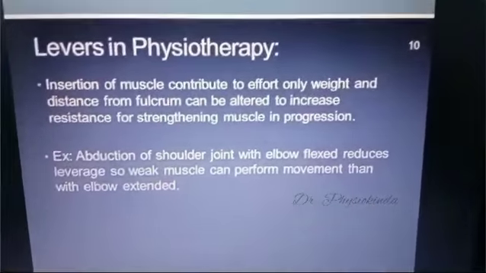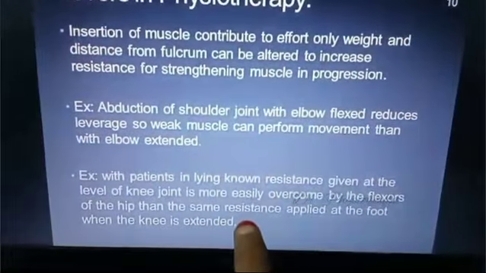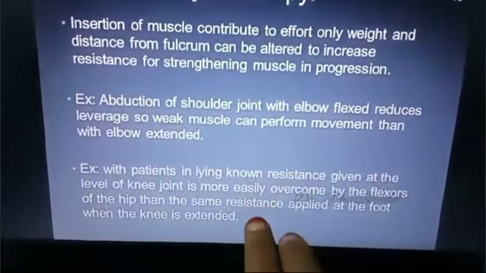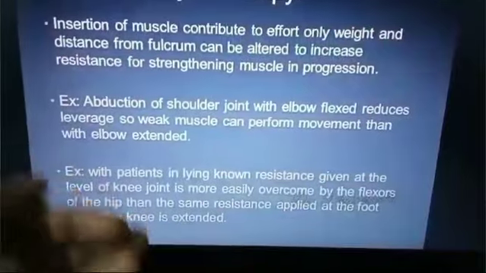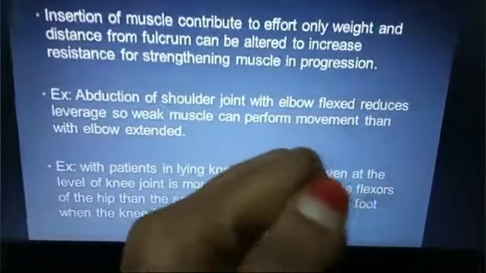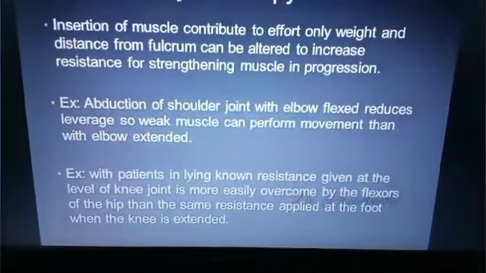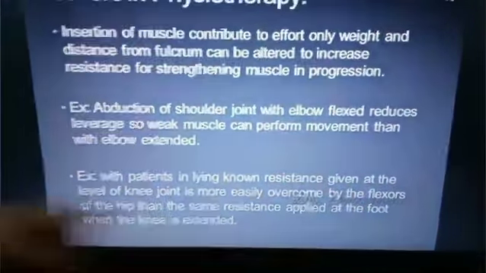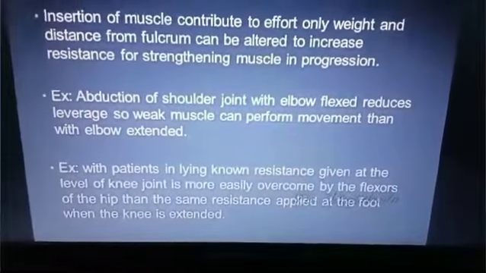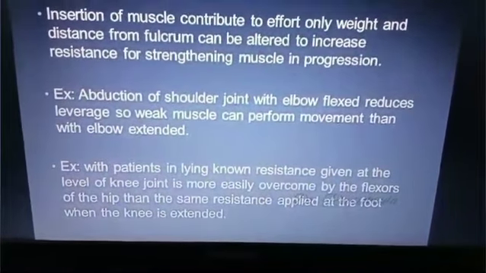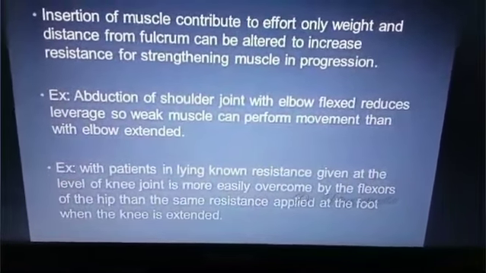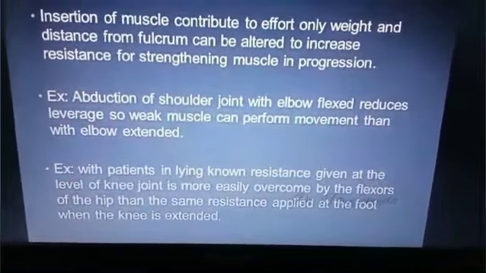Similarly, with the patient lying down, if a known resistance is given at the level of the knee, it can be easily overcome by the flexors of the hip, because the patient will tend to flex their knee so that they can easily overcome the resistance. But with the patient lying and the same resistance given at the ankle joint, if the same action is asked with knee extension, they find it tough.